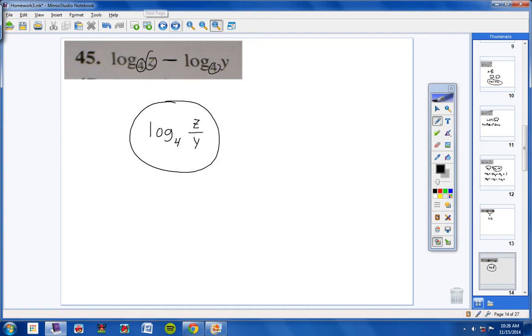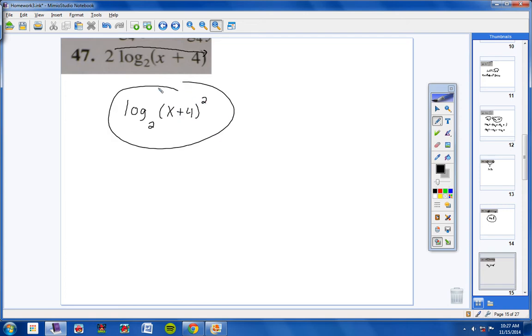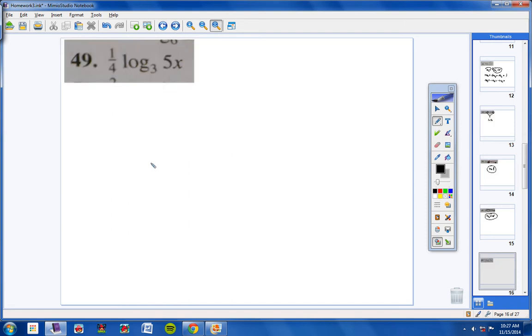Okay, moving on to number 47. Okay, well, this one here looks a little tricky. Look at it, your argument is not dividing, and it's not multiplying. So what are we going to do? Well, we can at least take this 2 and move it out here as an exponent. And I believe that's all they want you to do. I'll check the answer key in a second, but I think that's all they want you to do. And some students could argue, is it really condensing? Well, I mean, it is. You know, it's not that much, but it is. Okay, number 49.